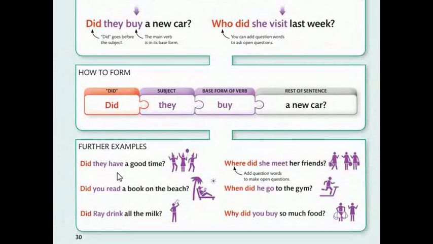Did they have a good time? Did you read a book on the beach? Did it rain all night? Where did she meet her friends? And question words to make open questions. When did he go to the gym? Why did you buy so much food?